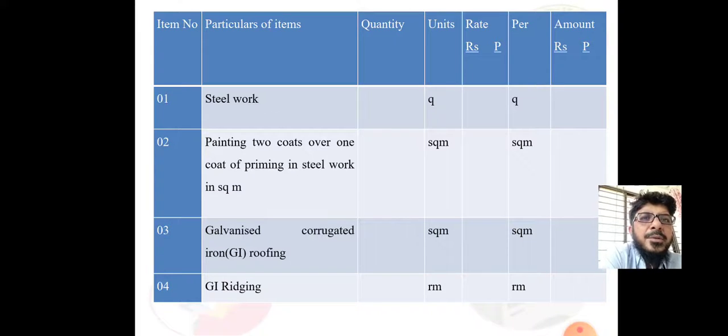Okay. So third item is galvanized corrugated iron sheet in square meter. We have to calculate the total coverage of that roof area. Next, fourth item is GI ridging. The unit for this is running meter, so we have to calculate the total running meter.